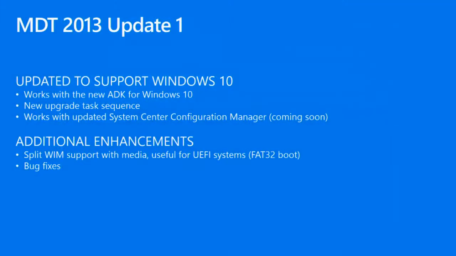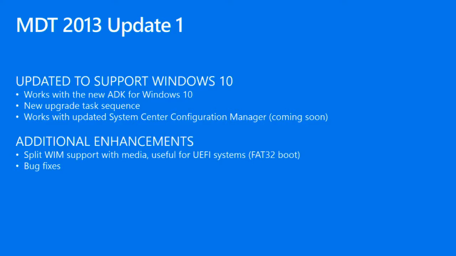So, MDT 2013 Update 1 then, adds support for Windows 10. We'll add a new upgrade task sequence, which isn't there yet, so don't try it yet, it's not there. It adds support for Windows 10, which is primarily the version number changes that we already talked about. It does add support for split WIMs. So if you're creating FAT32 media to use with UEFI systems, it will split the WIM into 4 gig chunks so that it will actually work on media. So that's a nice enhancement. Other than that, it's mostly bug fixes.